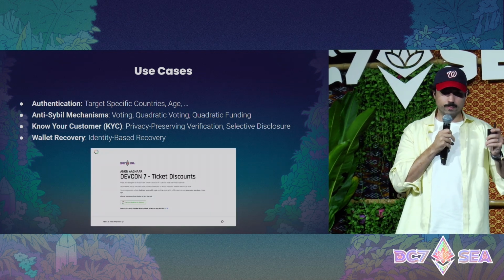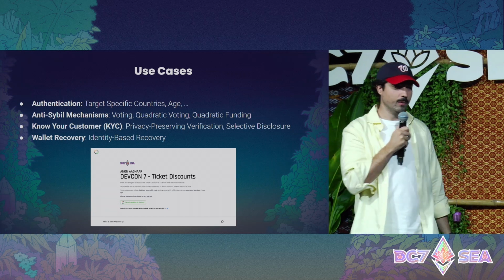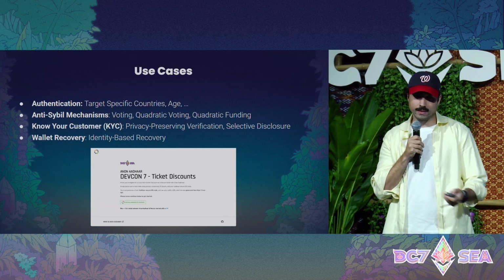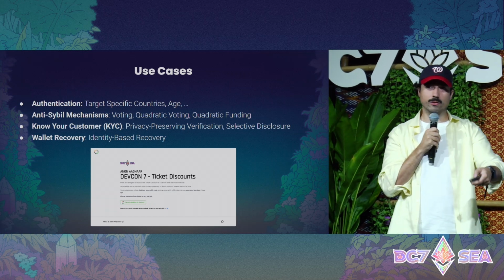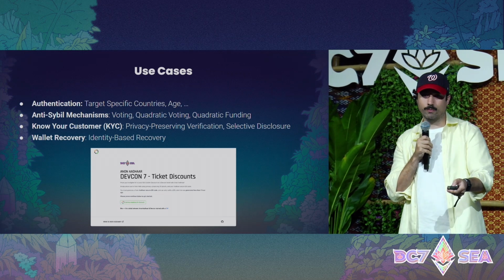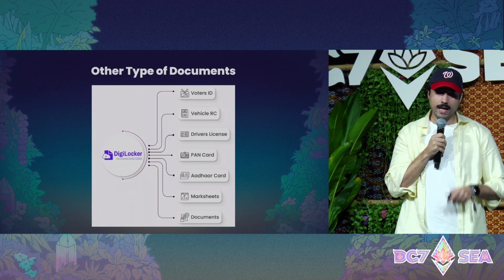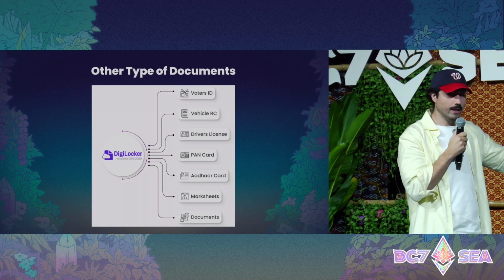And we also did a program before Devcon to incentivize Indian hackers to come to Devcon. You were able to redeem a discounted voucher if you were able to prove that you were from India using AnonAadhaar. What's next? Next, we are tackling DigiLocker.